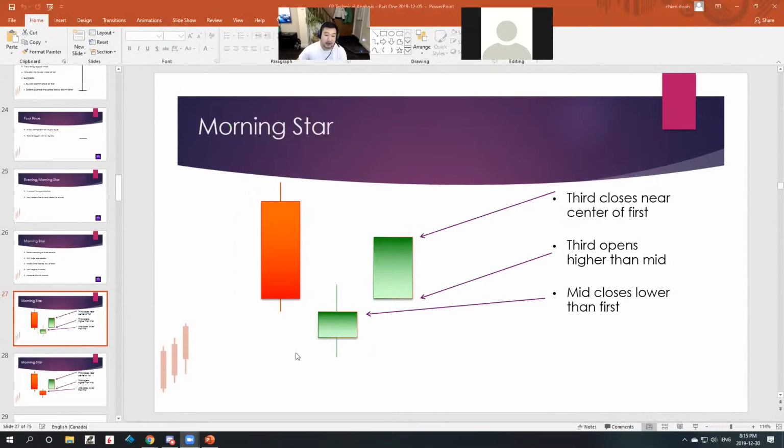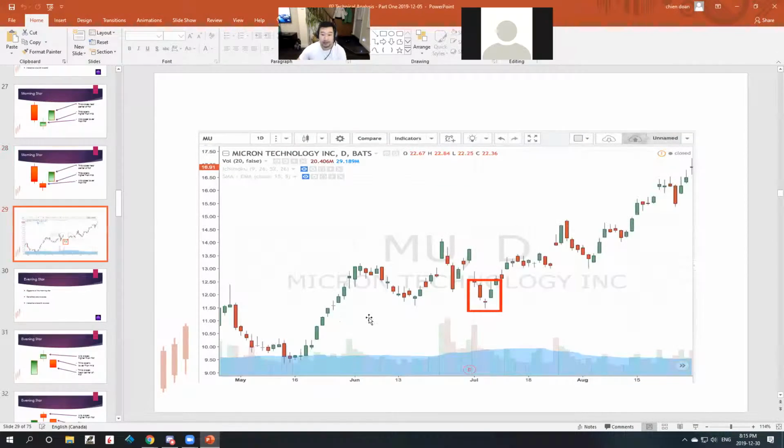And they come in different variations. So the second candle here does not have to be green. It can also be red, and it will still represent relatively the same thing. Again, you see here a reversal signal in the markets.